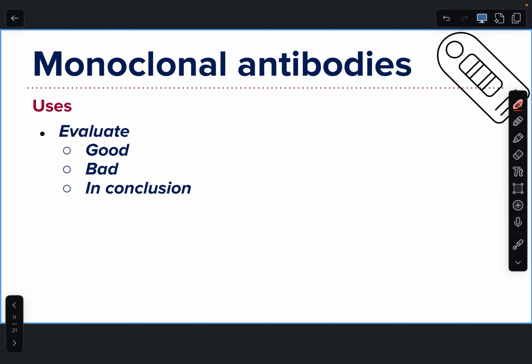Final thing I want to do is just talk about how you evaluate it, okay? So this could be a 6-mark question asking you to evaluate it. It could just be a 2-mark question which says give 2 advantages of monoclonal antibodies, or give 2 disadvantages. But I'm going to prepare you, if it was a 6-mark question, to evaluate the whole of monoclonal antibodies.